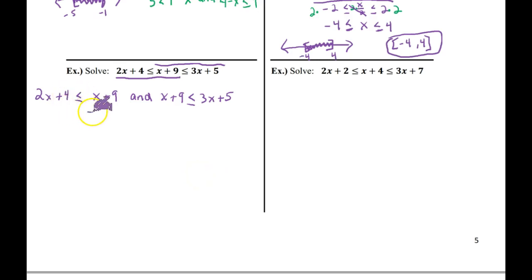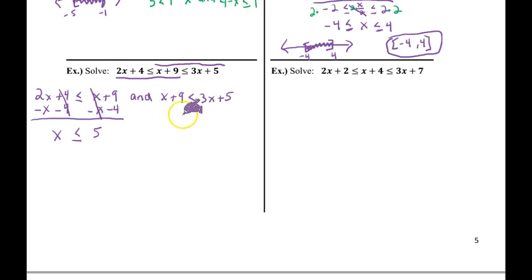So over here I'm going to subtract x from both sides. So if I move x over to the left, I can move my constant over to the right. I'm just going to go ahead and do those in one step. 2x minus x is just x. 4 minus 4 is 0. Less than or equal to x minus x is 0. And 9 minus 4 is 5.